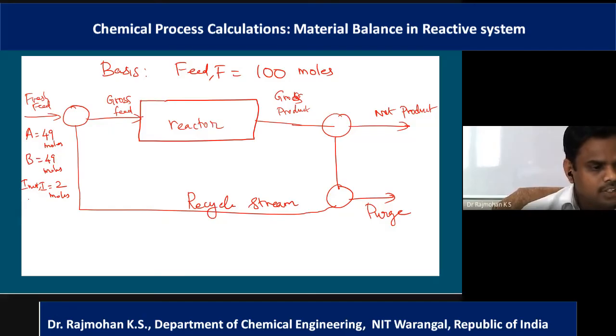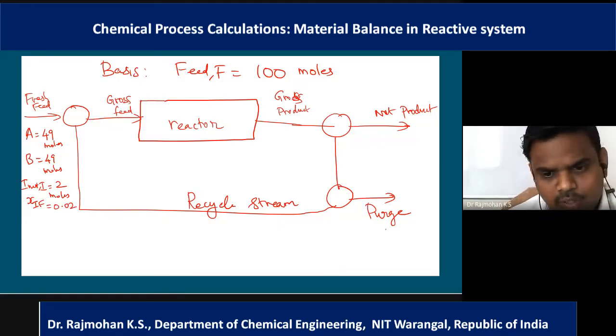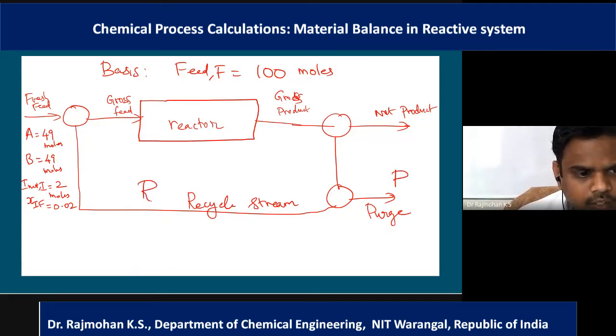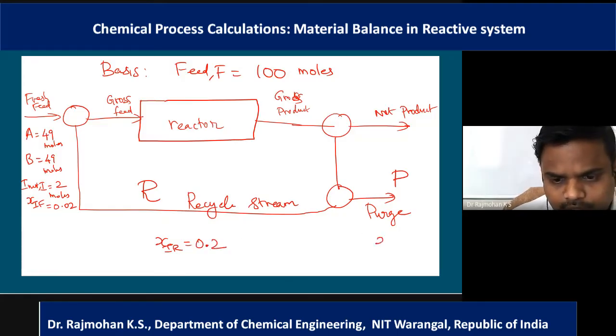So XIF is 0.02. The amount of inert is 2 moles. These are amounts, right? Similarly, we have the purge stream, let it be P, and the recycle stream, let it be R. Then XI in R is given as a maximum of 20%, therefore the mole fraction is 0.2.